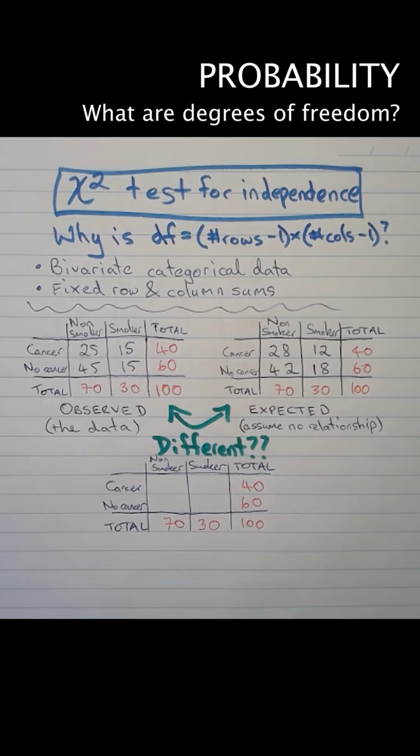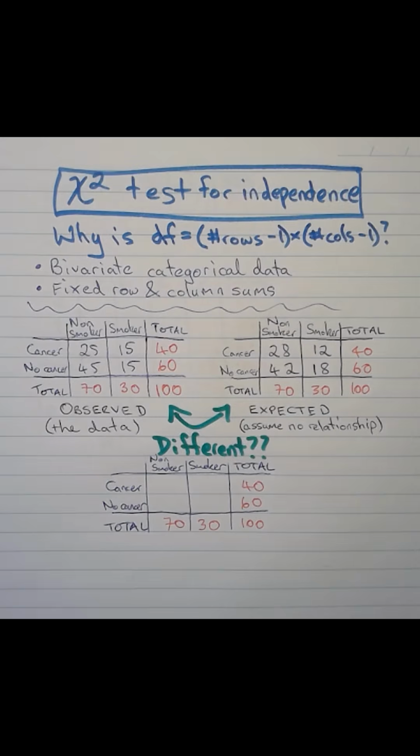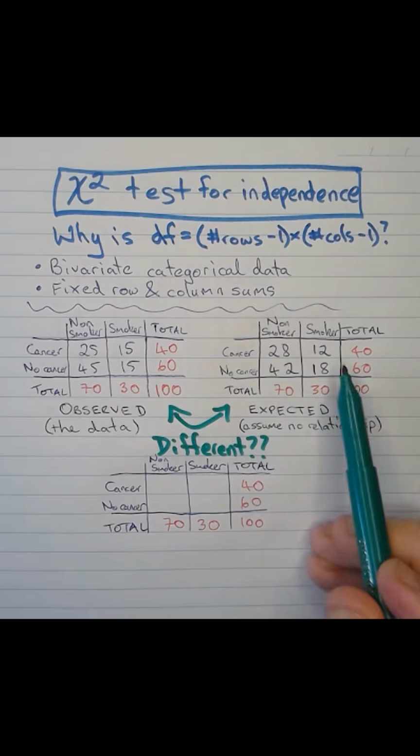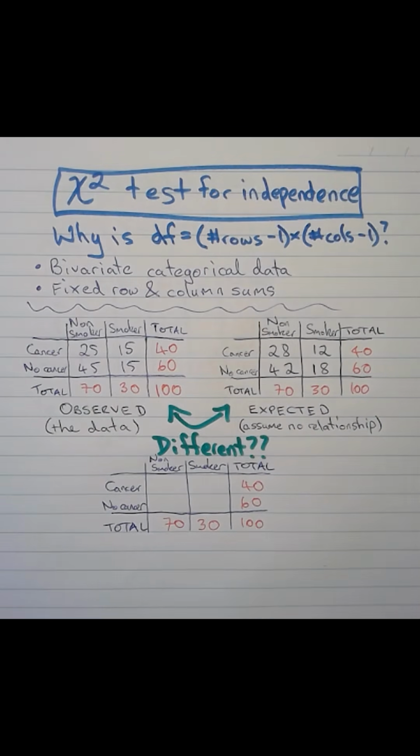The chi-squared test looks at comparing what can possibly be observed with what we expect to observe under independence, for certain fixed row and column sums. For these fixed row and column sums, this is what we expect to observe, and here's one possible observation. What other possible observations could there be? In other words, what can go in these 4 cells?